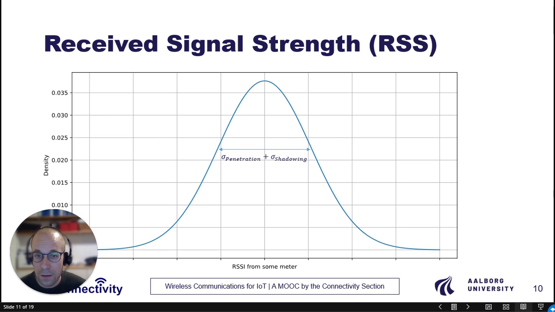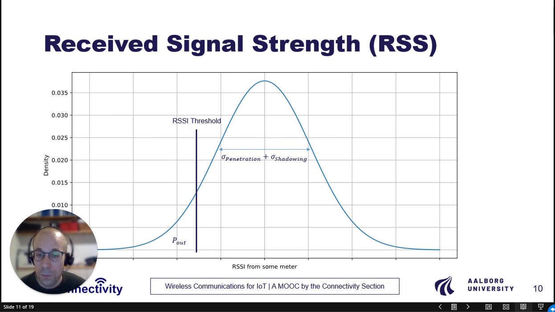If we have a sensitivity or an RSSI threshold lying here, then the main part of these RSSI samples coming from this device would be above the RSSI threshold, the sensitivity, meaning that we would be able to decode the signal correctly. But there would be a non-zero probability that the signal strength would be below the RSSI threshold. This is what we call the outage probability.